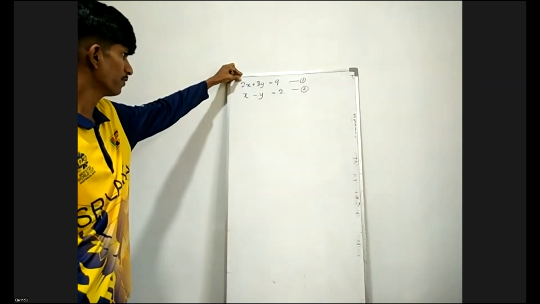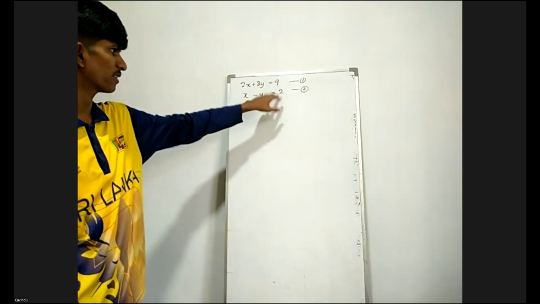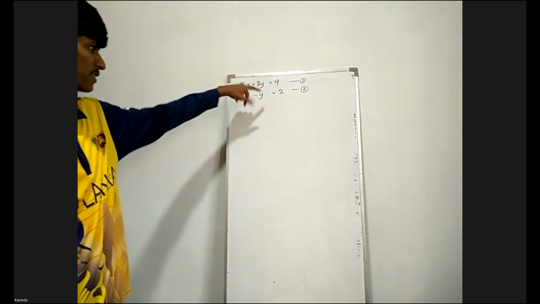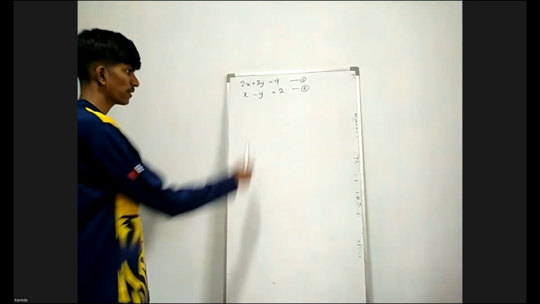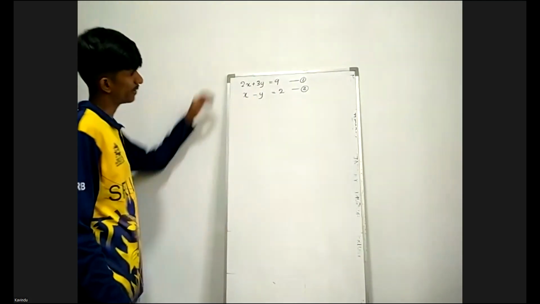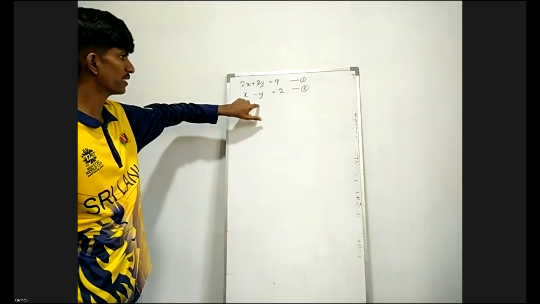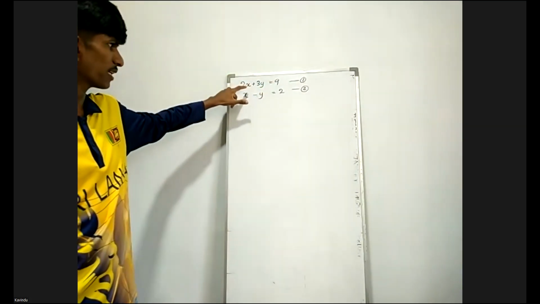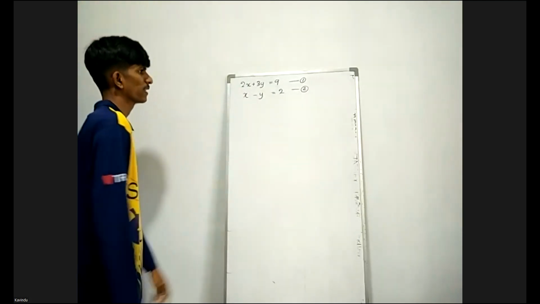Now we have 2x + 3y = 9 and x - y = 2. Here the coefficients are not the same. In the first equation the coefficient of x is 2 and in the second it is 1; for y it is 3 and 1. Now the coefficients are not the same in both equations.